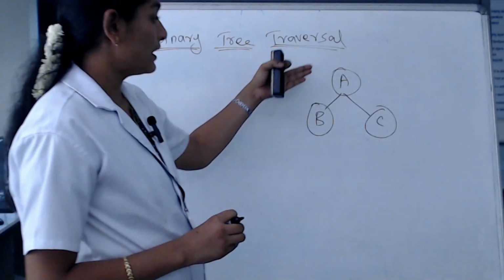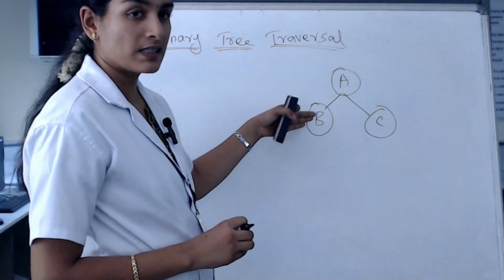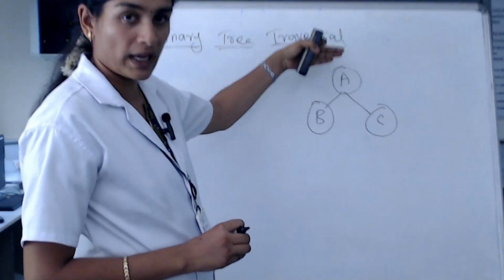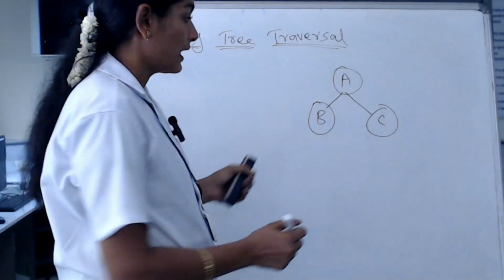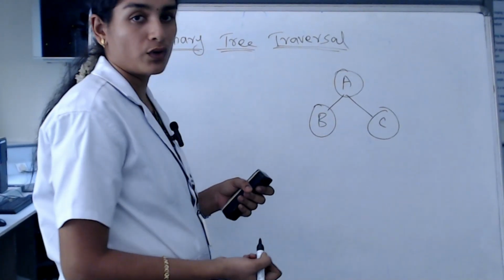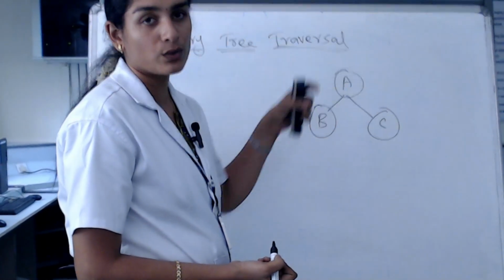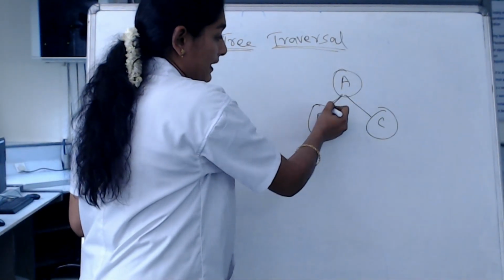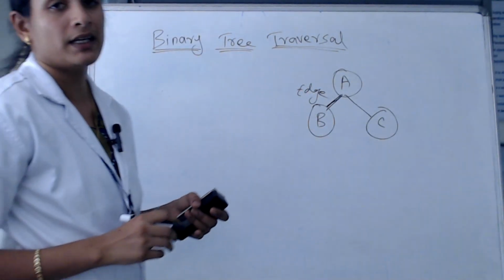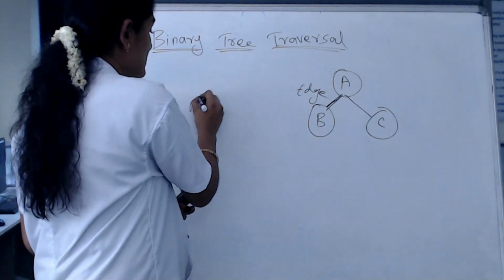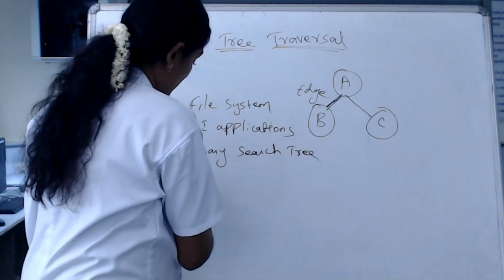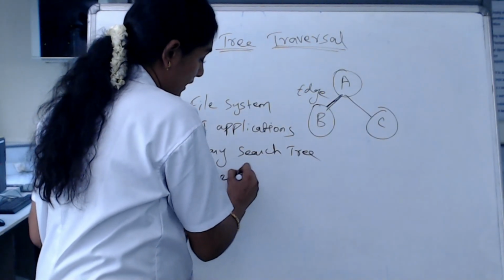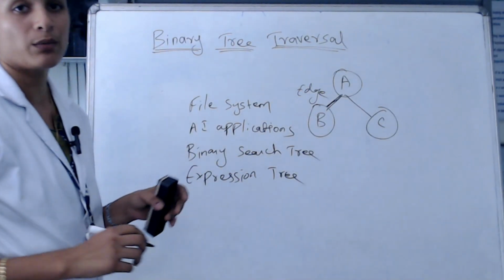See this tree. Here we are having three nodes A, B, C. Here A is the root node, and B and C are called the child nodes. B is the left child for root node A and C is the right child for root node A. This connecting link is called an edge. Trees are mainly used in file systems, AI applications, binary search trees and expression trees.